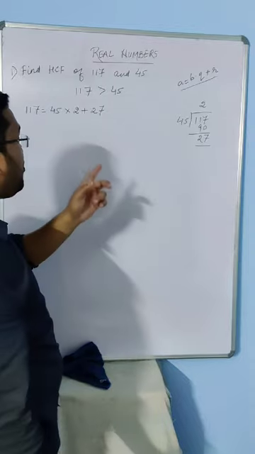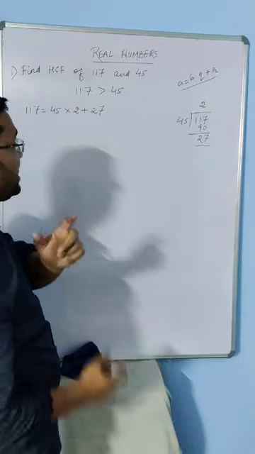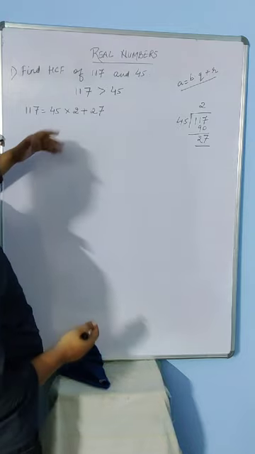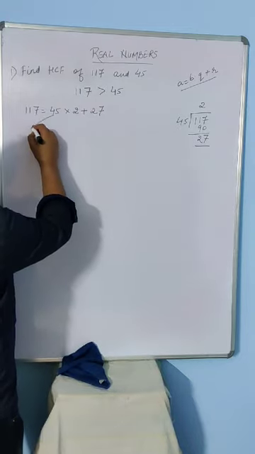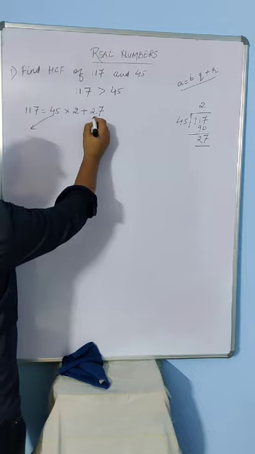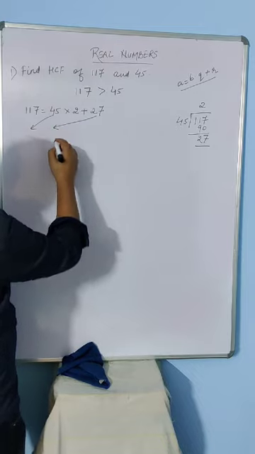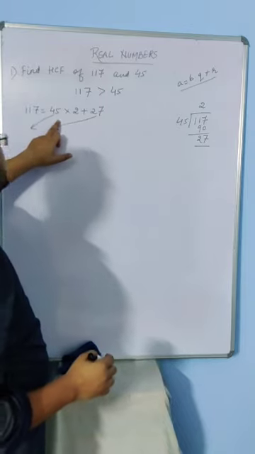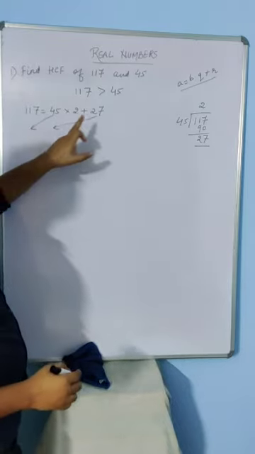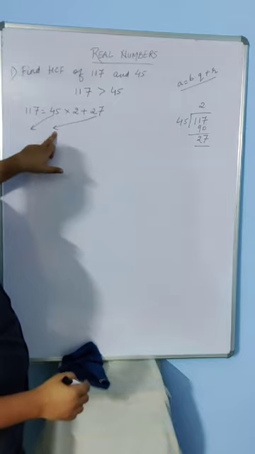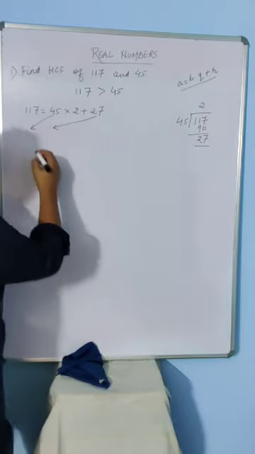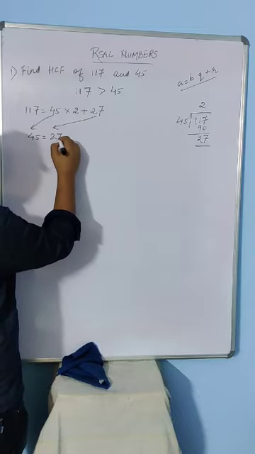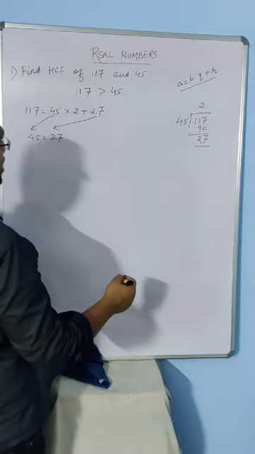In the next step, now try to understand. Have a look very keenly and very sharply. Now the divisor of this case becomes the dividend for the next, and the remainder becomes the divisor. Listen once again. The divisor of the first step becomes the dividend for the next step, and the remainder of the first step becomes the divisor for the next step. That is, now 45 becomes the dividend and 27 becomes the divisor. Now again divide it.